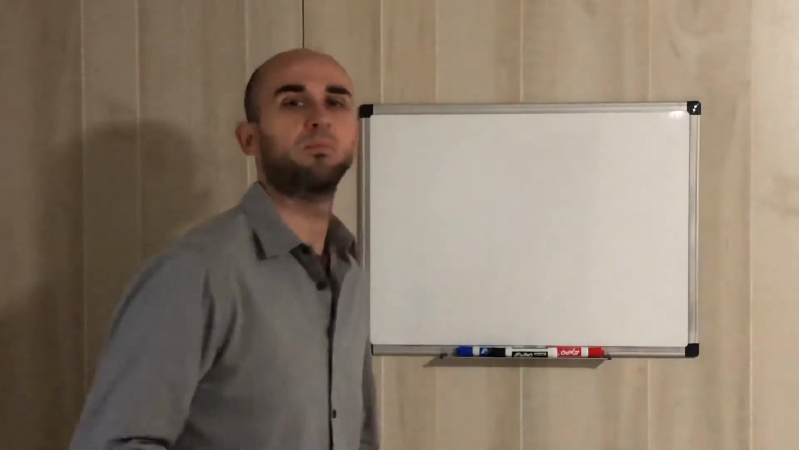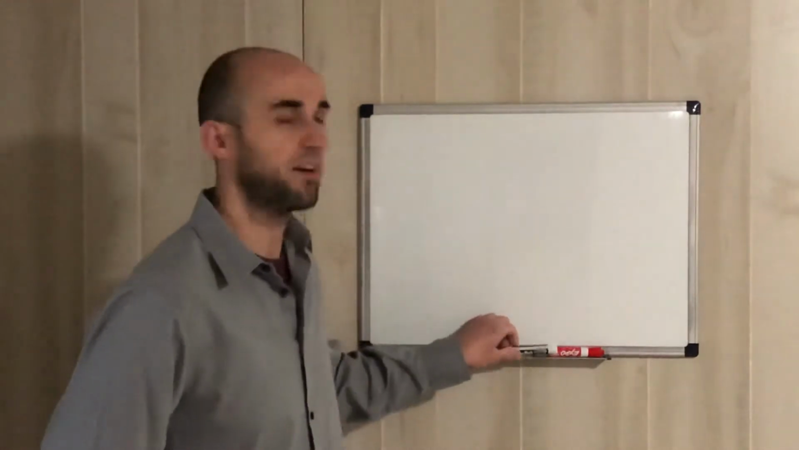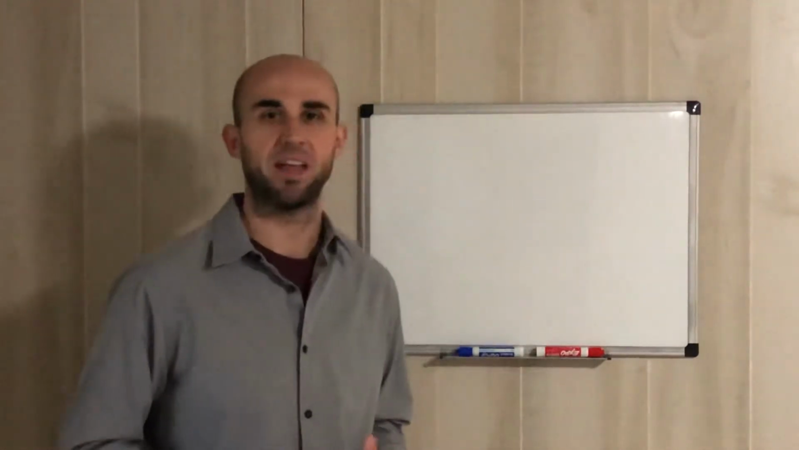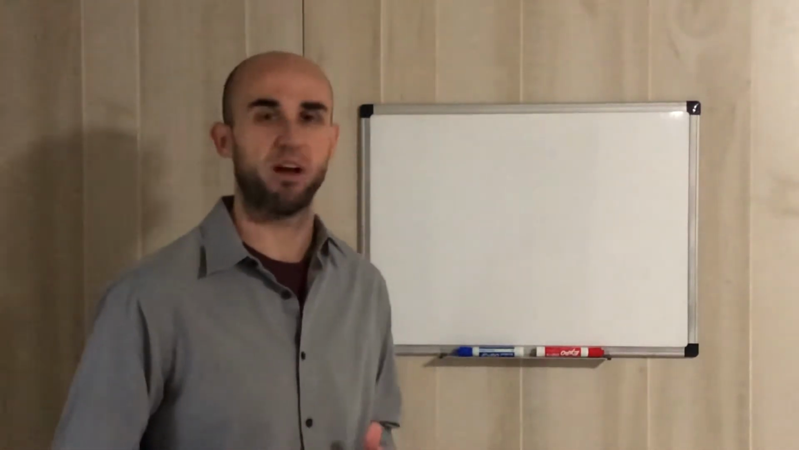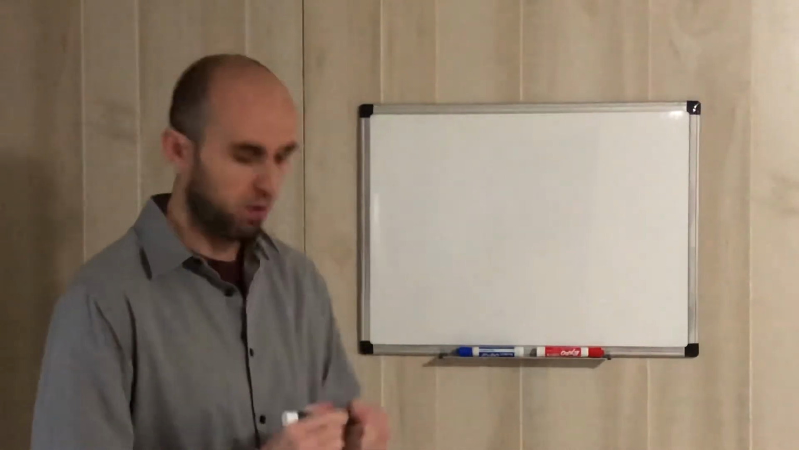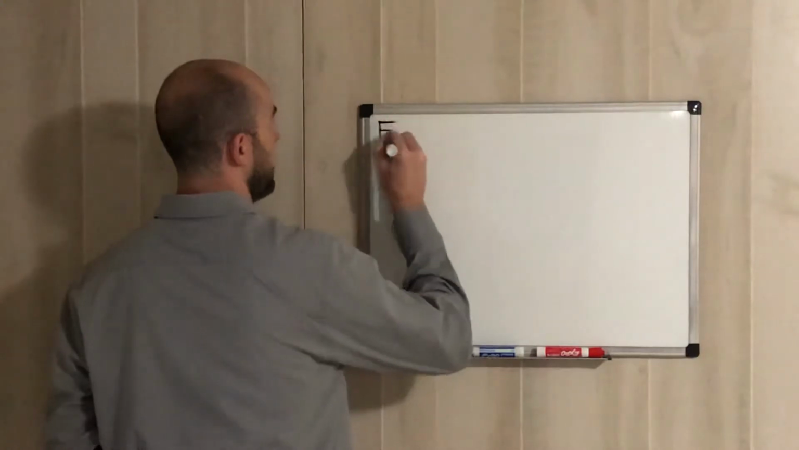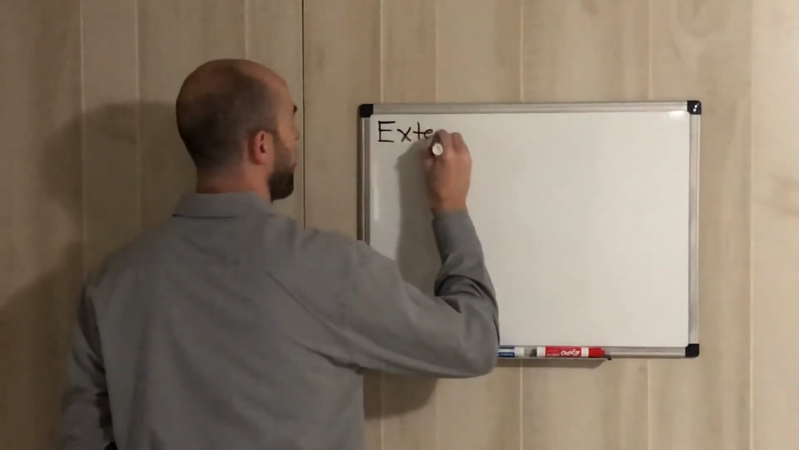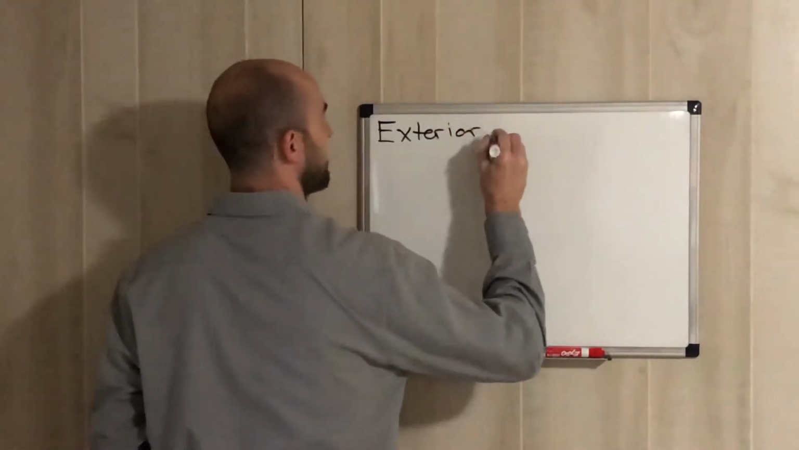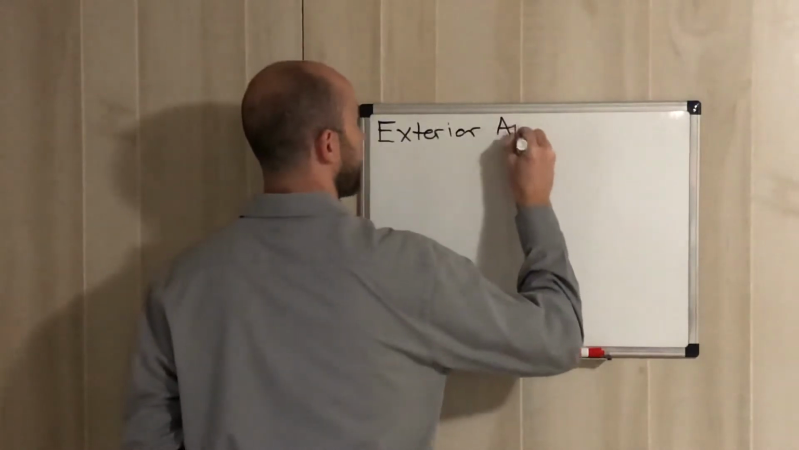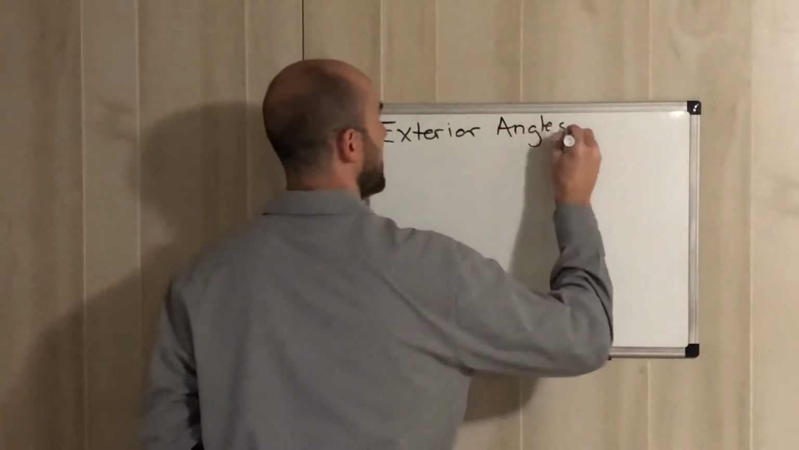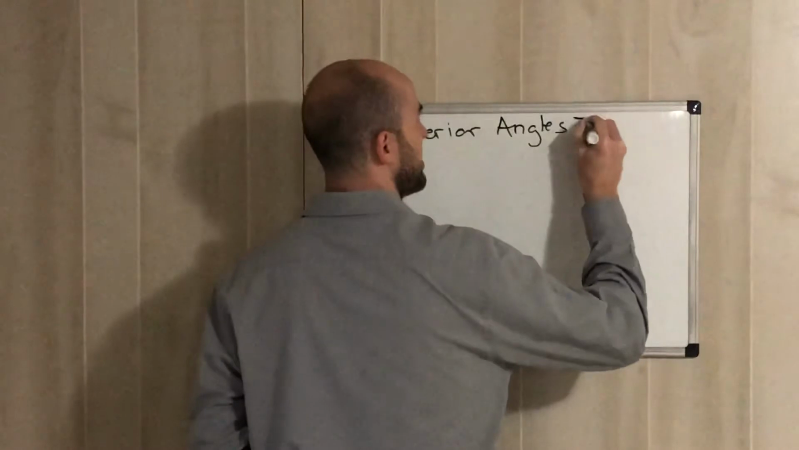Good morning, guys. So the other day we worked with the triangle sum theorem, right? We worked with knowing that the interior angles of a triangle always add up to 180. What we're going to work with today is something called the exterior angles theorem. And again, we've worked with interior and exterior angles before in a different regard, but now we're actually going to apply it just to triangles, right?